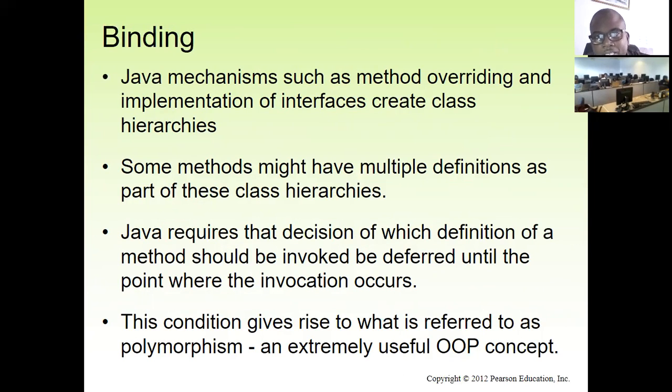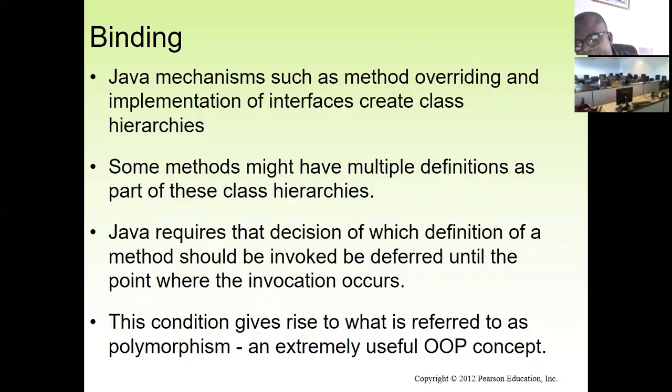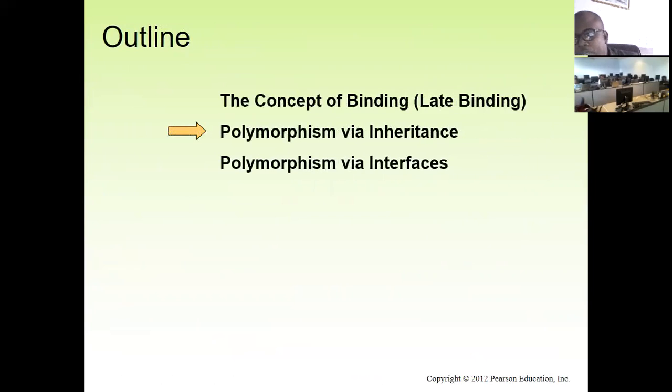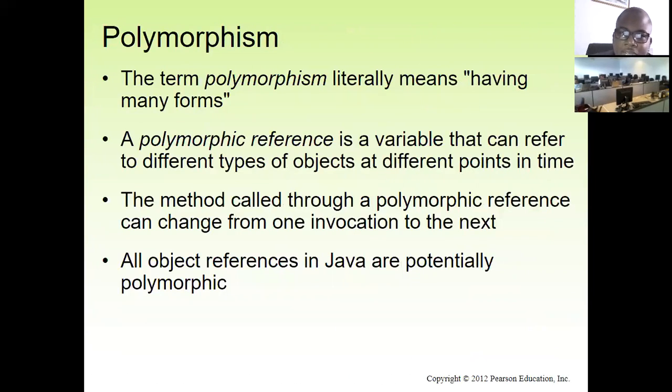The mechanisms built into Java, such as overriding and implementation of interfaces, create class hierarchies. Some methods might have multiple definitions as part of these class hierarchies. Now, Java requires that the decision of which definition of a method should be invoked be deferred until the point where the invocation occurs. This gives rise to what is referred to as polymorphism. Very exciting topic in OOP. So let's talk a little bit about what that means. It really means having many forms.